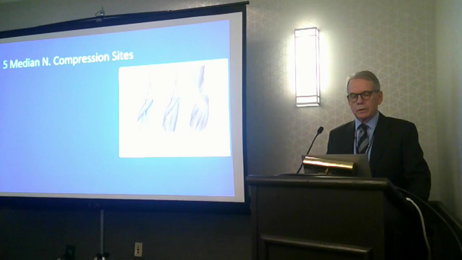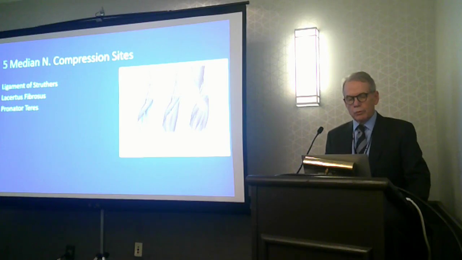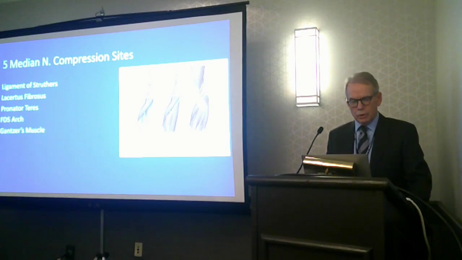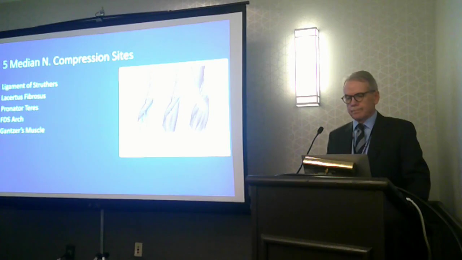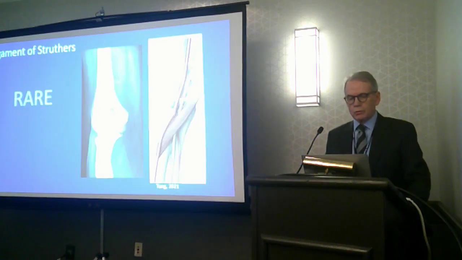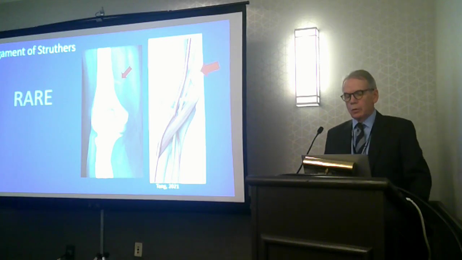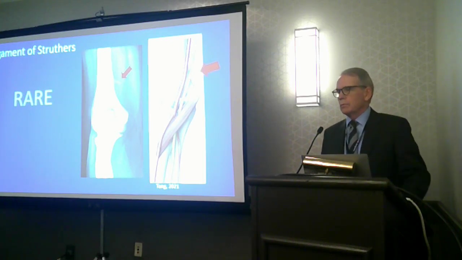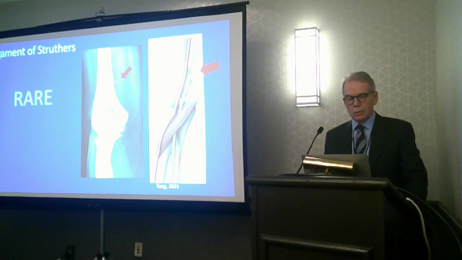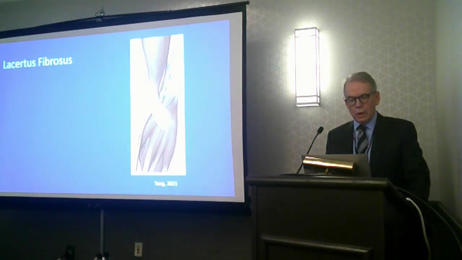So there are really 5 potential sites of compression in the median nerve: the ligament of Struthers, the Lacertus, pronator teres, the FDS arch, and Gantzer's muscle. The ligament of Struthers is rare, with the supracondylar process. The only one I've seen is on recertification examinations, so it's a great test question, but you never see it in person. We'll talk about the Lacertus.